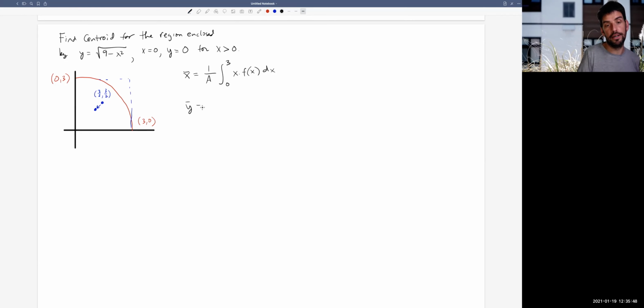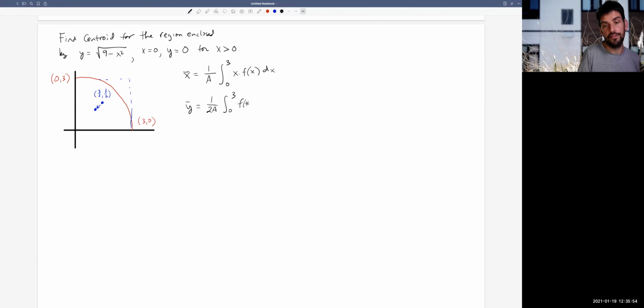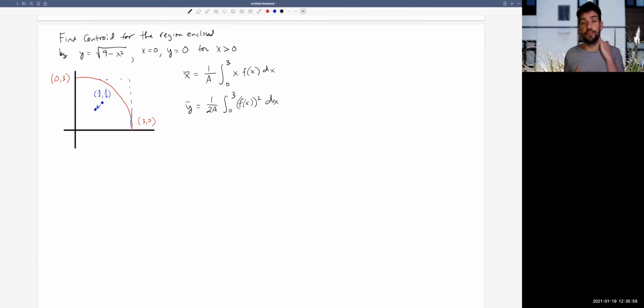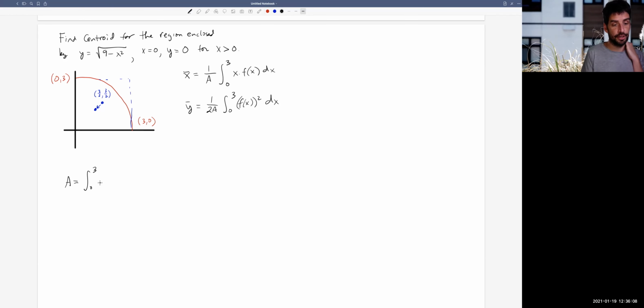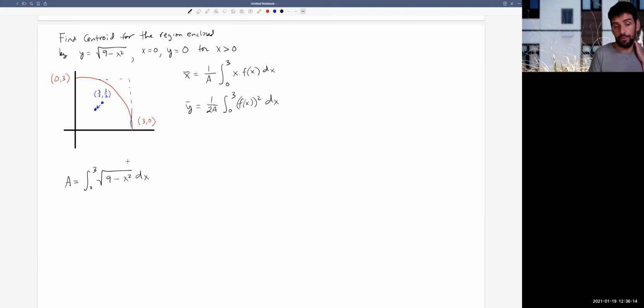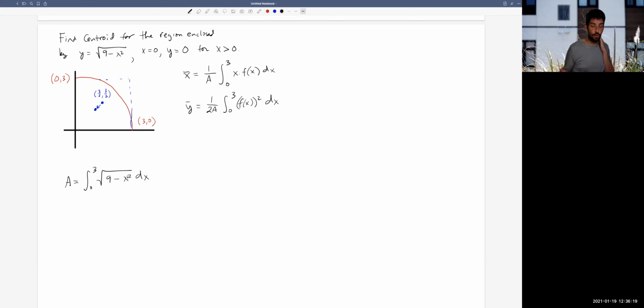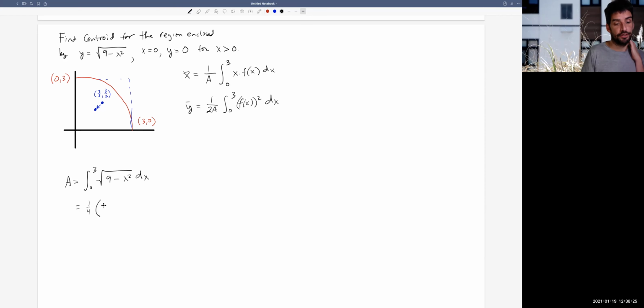And y bar is going to be 1 over 2 area, integral from 0 to 3 of f of x squared dx. Okay, so that's what we have to figure out, all these little pieces. So let's start by figuring out the area. The area we could figure out with an integral, 0 to 3 of this function, 9 minus x squared. We could take an antiderivative and work through that problem, but we know that this is a quarter of a circle. So it is going to be 1/4. This is a circle with a radius of 3.